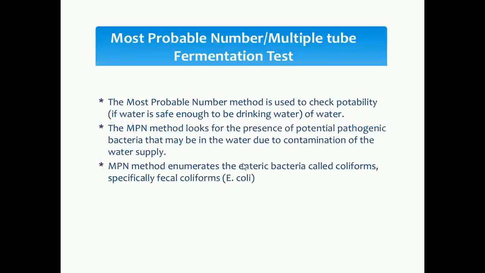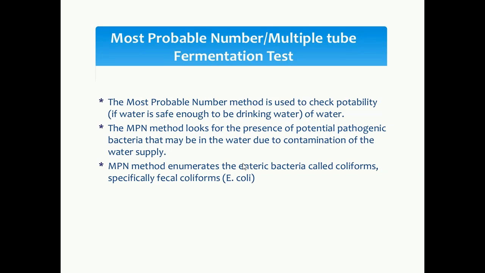Next, standard qualitative procedures. Here we are observing the presumptive test, confirmed test and completed test. First one is the presumptive test or MPN test, that is the most probable number or multiple tube fermentation test. In this, the most probable number method is used to check potability of water. Potability is whether water is safe enough to drink or not.